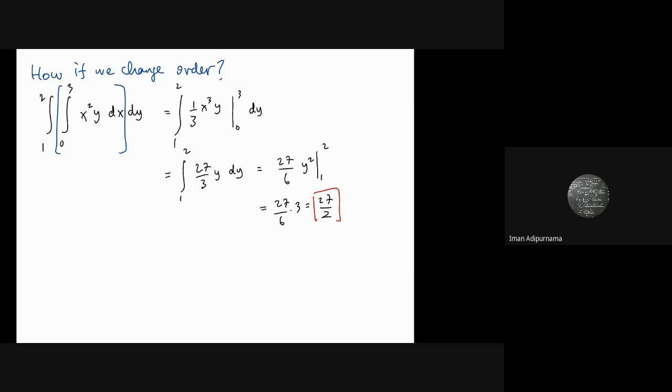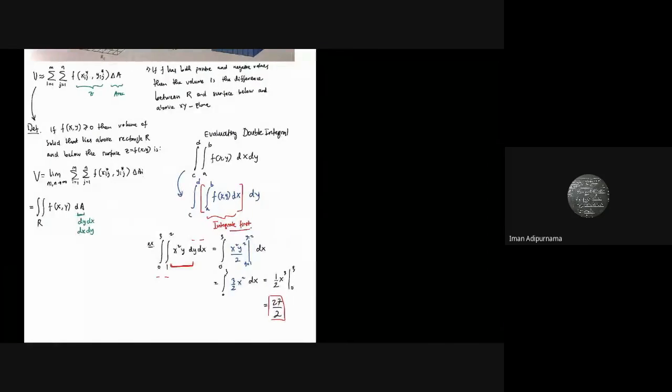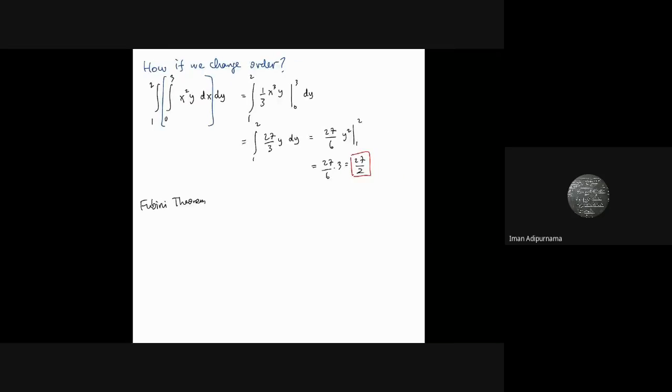So look at the results here. It's 27 over 2. It's 27 over 2, right? So it tells you that when you change the order to dx dy, the results will still be the same. And that is another theorem. It's called the Fubini theorem.